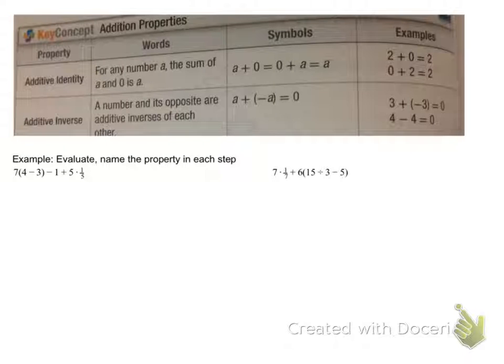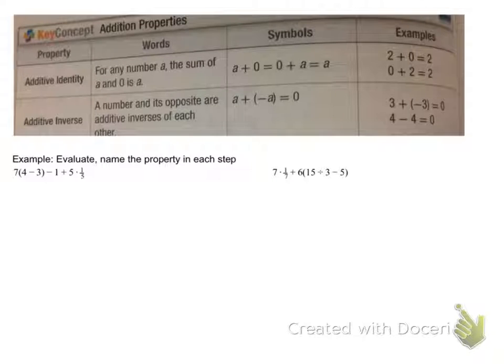Okay, so now we're going to go to addition properties. We have the additive identity and the additive inverse. It says that if you have any number, the sum of A and 0 is A. Basically, additive identity: something that you can add to any number and get that same number back is 0. If I add 0 to anything, I get what I had originally there. That's why it's additive identity.